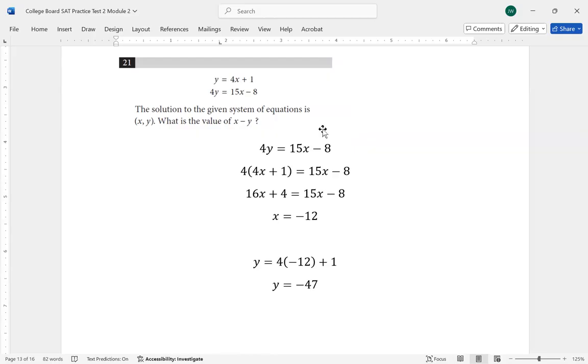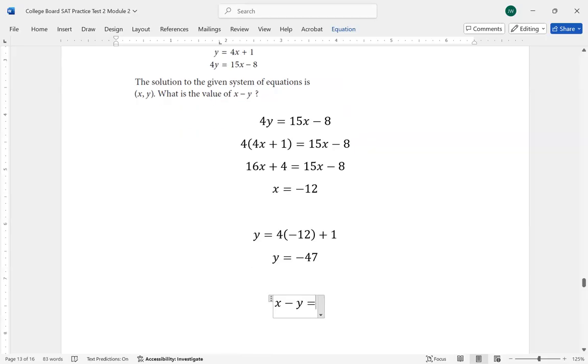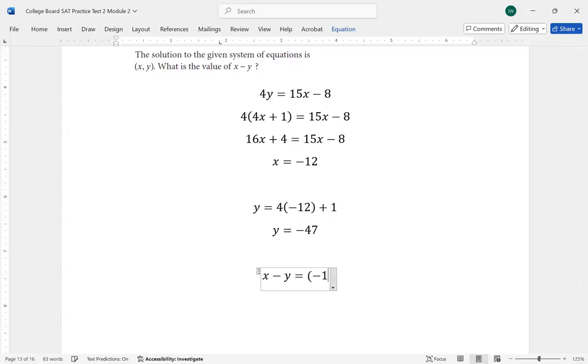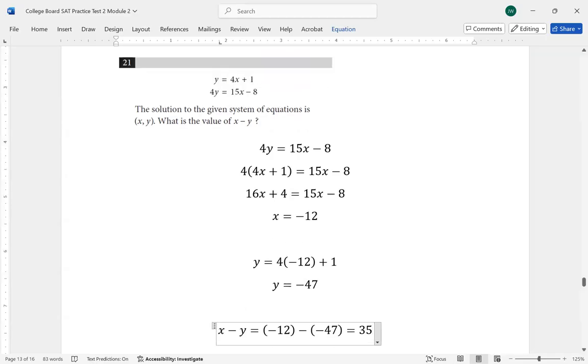Now, 21 is not asking you for the solution. It's asking you for what is x minus y. Be careful here because y is negative. We're going to have negative 12 minus a negative 47. When we do that subtraction, that's like taking negative 12 plus 47, which becomes 35. So 35 is my final answer to question number 21. The value of x minus y is 35.